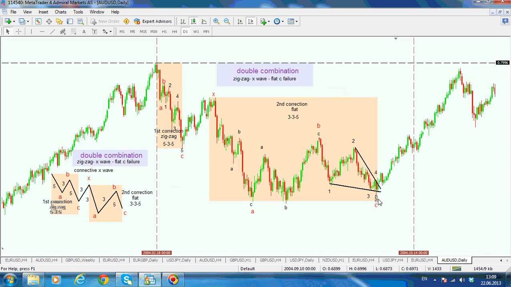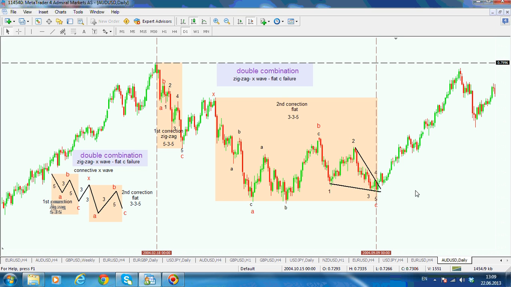So 1, 2, 3, 4, 5 for the C wave, and this is the late part, or the last part on this flat with the C wave failure. So we have a double combination with a zigzag here, then the second correction with the flat, and the intervening X wave is basically starting there. And this marks the end of this double combination, as you are seeing here. Now this is not a special type of correction. It is just a complex correction.